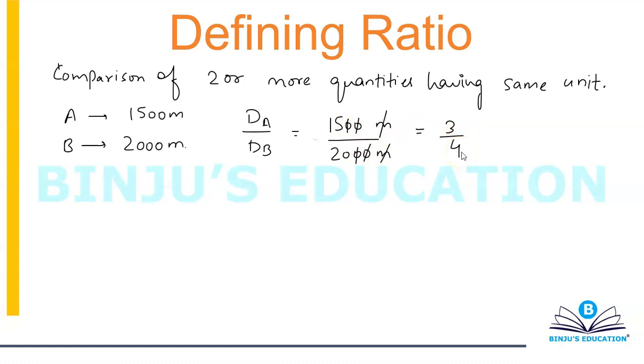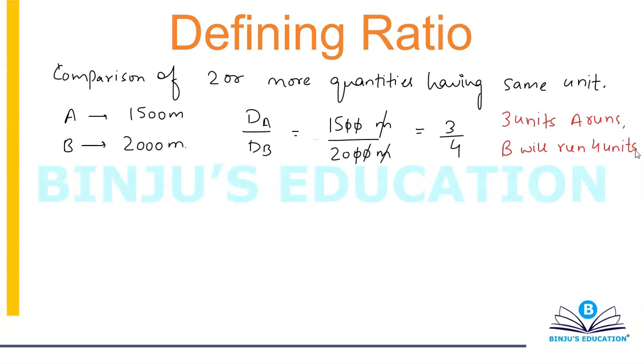So if A runs 1500 meters and B runs 2000 meters, then the ratio of the distance covered by the two is 3:4. Now, what do you mean by this 3:4? What does this 3:4 stand for? The meaning of this 3:4 is that for every 3 units A runs, B will run 4 units.